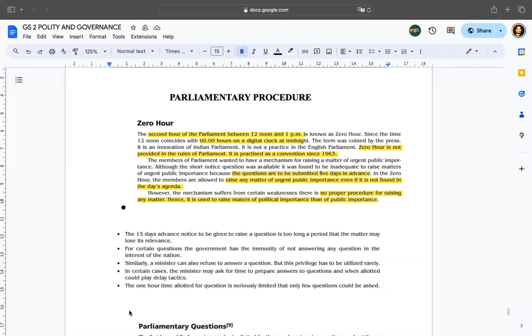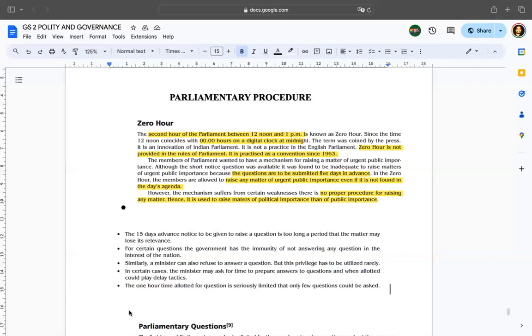So question hour, we can understand, is where the parliamentarians come within the premises of the house and start raising questions on various general public important matters. In the constitution, these procedures are not mentioned. These procedures are mentioned in the rules of the houses, which we say the rules of procedure and conduct of business of the houses. So the very first hour of the parliament is question hour.